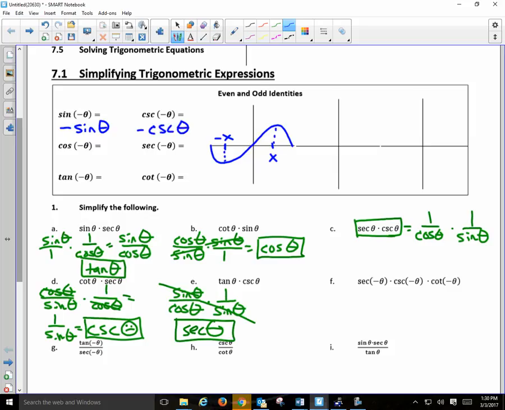The reciprocal is the same way. If we consider the cosine graph, maybe you recall that cosine kind of does that, right? Well, it's shifted up one unit, or it starts at the maximum. Yes, no?